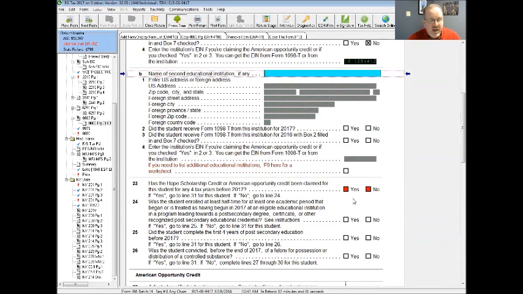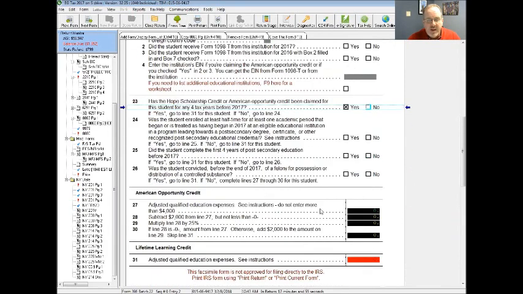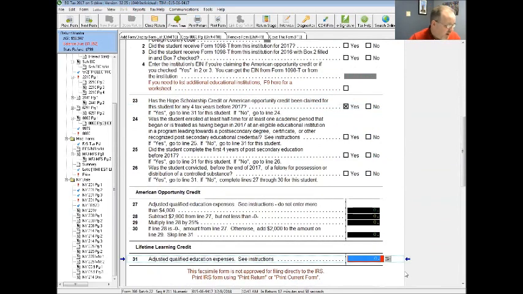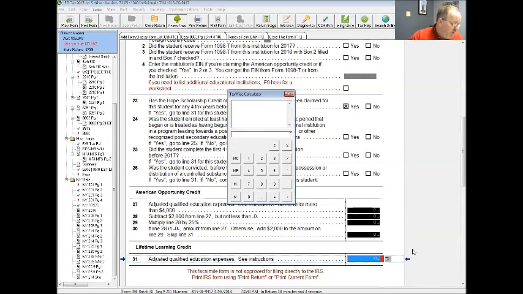In this case, he is in his first 4 years. He's an undergraduate, okay? Well, actually, he's not. He's a graduate student. So he's already used his American Opportunity. So we're going to hit yes. That means that we bypass this. We go down to the lifetime learning. And in this case, we have to know, and this is that little trick, F5 gets us a calculator. We can say that we had tuition of $10,500 and we have to subtract the scholarships. We can only do qualified expenses, those that were actually paid by us, not the scholarships. We do that, subtract it, and enter.